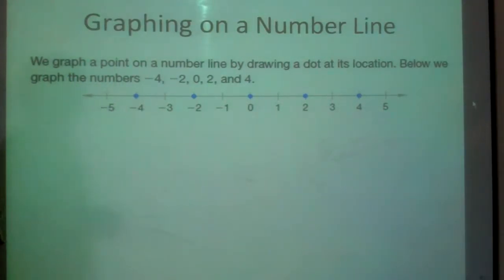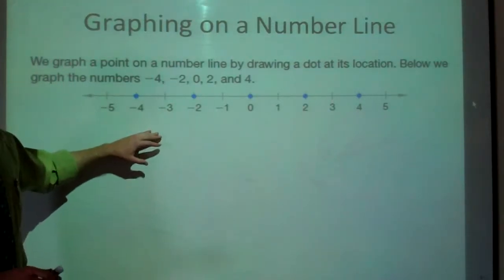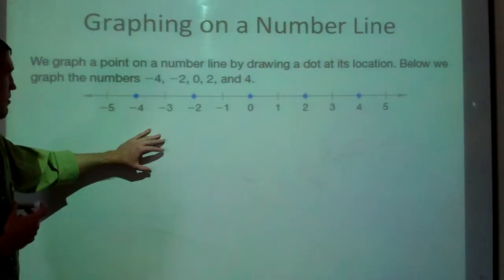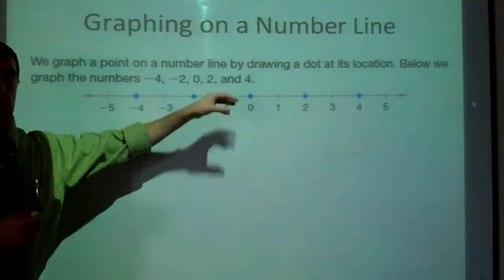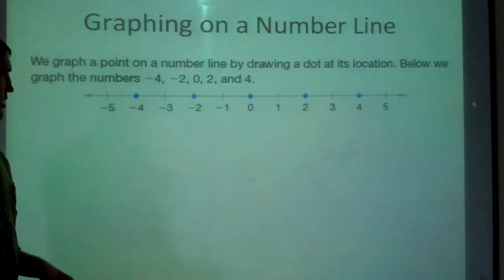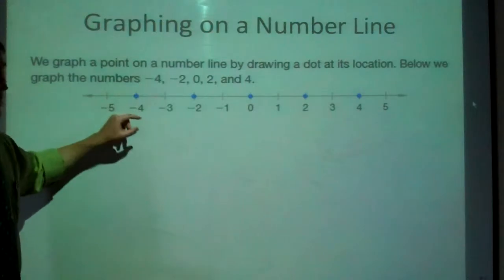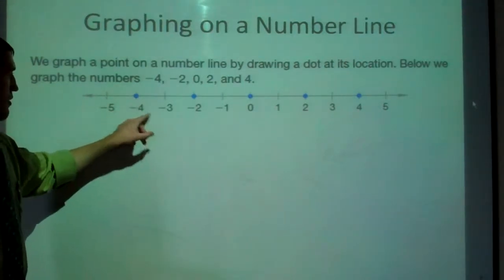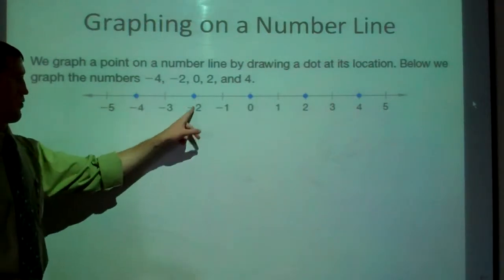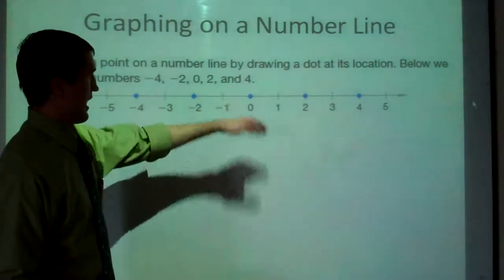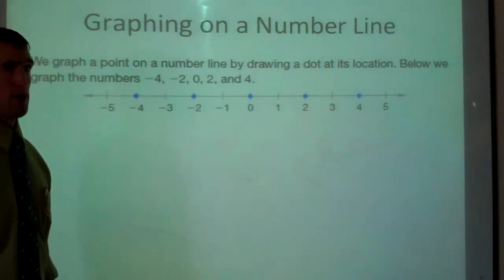Alright. Graphing on a number line real quickly. What the book does is it shows this example, and we have the numbers negative 4, negative 2, 0, 2, and 4. And what they've done is you just draw out a number line, and in order to graph these points, all you have to do is put a dot above each one. Negative 4, boom, there's a dot. Negative 2, there's a dot. 0, dot.